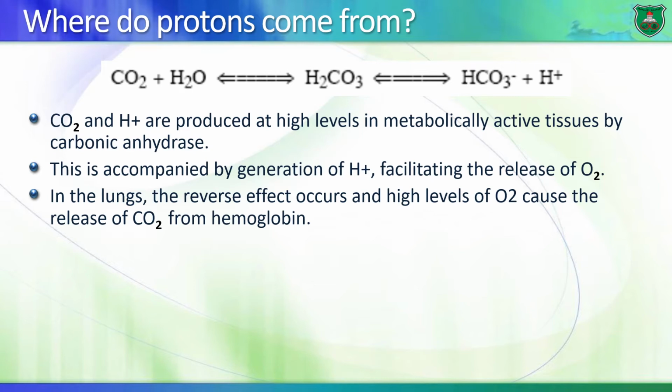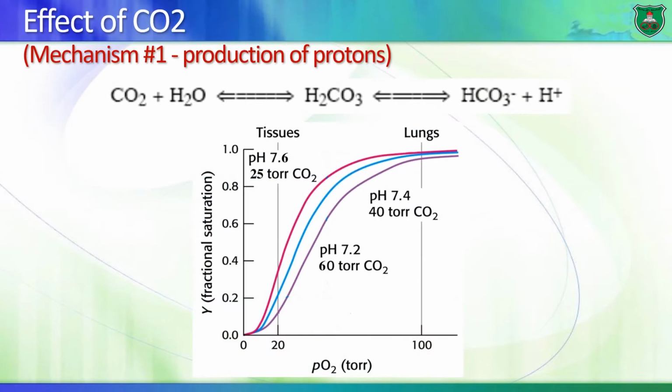And that makes sense, because now in tissues, what you need is to have hemoglobin in the T state, in the low affinity state, so that oxygen is released in tissues. Okay? So we said that protons come from metabolism, the formation, generation of carbon dioxide in tissues, and that results in the formation of protons. So that's the first mechanism.